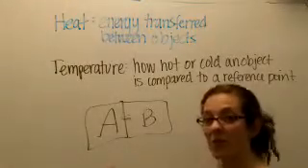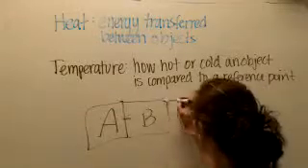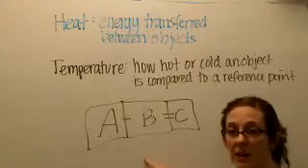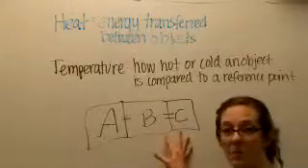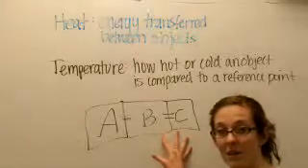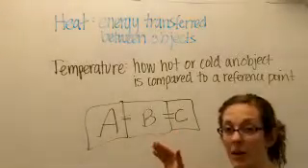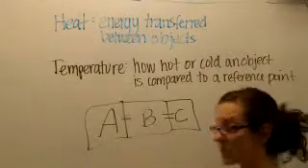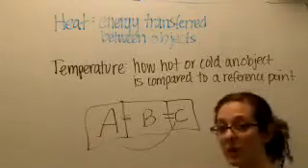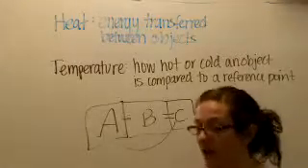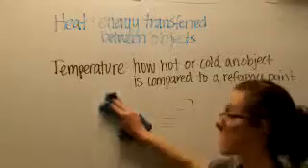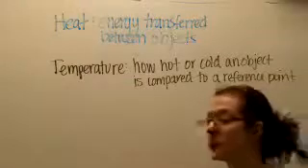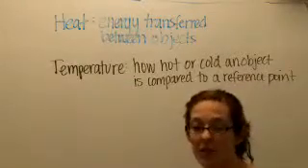Now, if I were to add a third object to this, let's call it C. Since C is touching B, it will also become equal in temperature with B. It will reach thermal equilibrium. We can then say that C equals A's temperature. These also will equal one another. So, heat is talking about the energy between two or more objects.